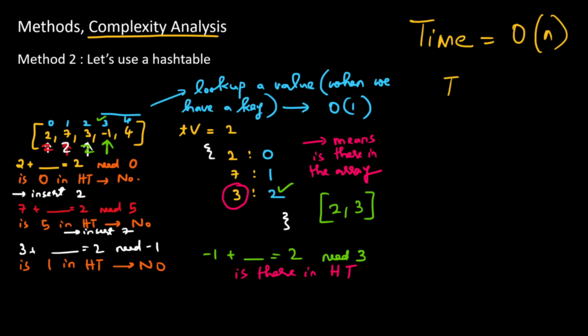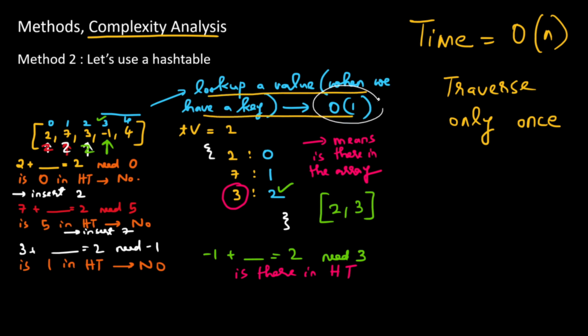Why is that so? We are traversing the array only once, right? We are traversing it only once, which is what we are doing over here. And remember, accessing from the hash table when we know the key is a constant time operation.